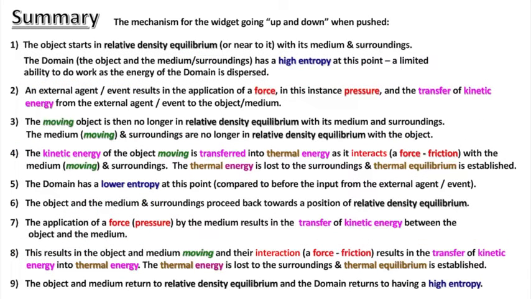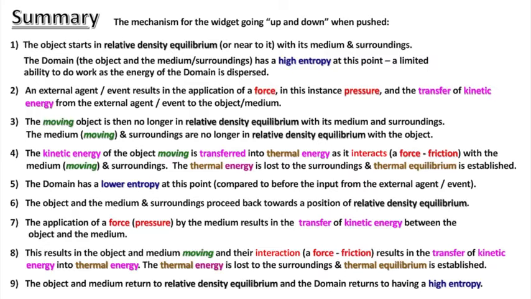Summary: the mechanism for the widget going up and down when pushed. 1. The object starts in relative density equilibrium or near to it with its medium and surroundings. The domain, the object and the medium surroundings, has a high entropy at this point, a limited ability to do work as the energy of the domain is dispersed. 2. An external agent event results in the application of a force, in this instance pressure, and the transfer of kinetic energy from the external agent event to the object medium.